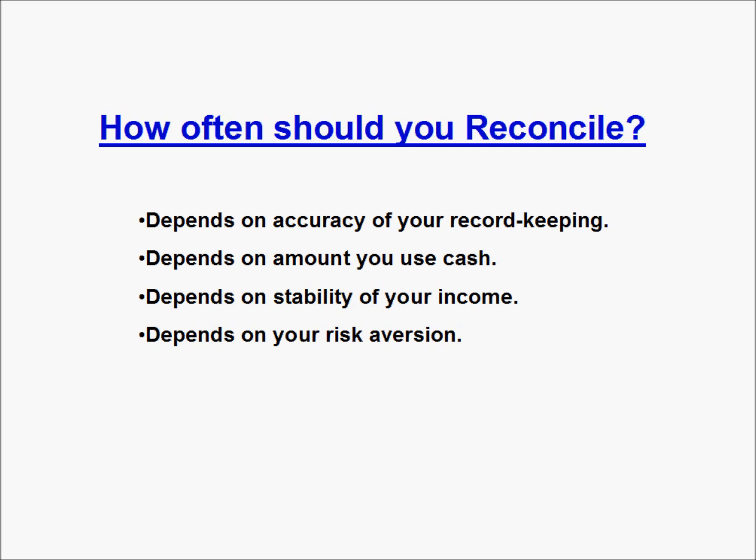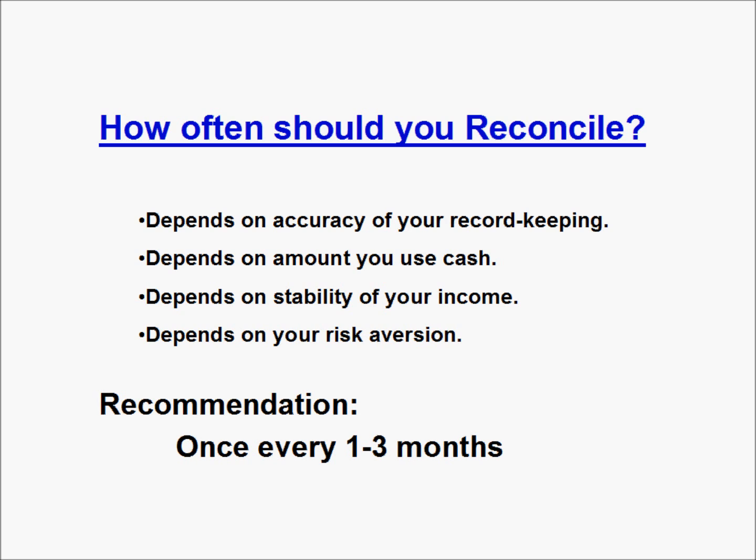It depends on how stable your income is and how closely you are cutting your assumed income to your real income. For example, if you receive $1,000 per month and allocate $999 per month, you will need to reconcile more often than if you allocated a safer level of $800 per month. And it depends on your own level of risk aversion. If you want to avoid risk at all costs, you should reconcile more frequently.